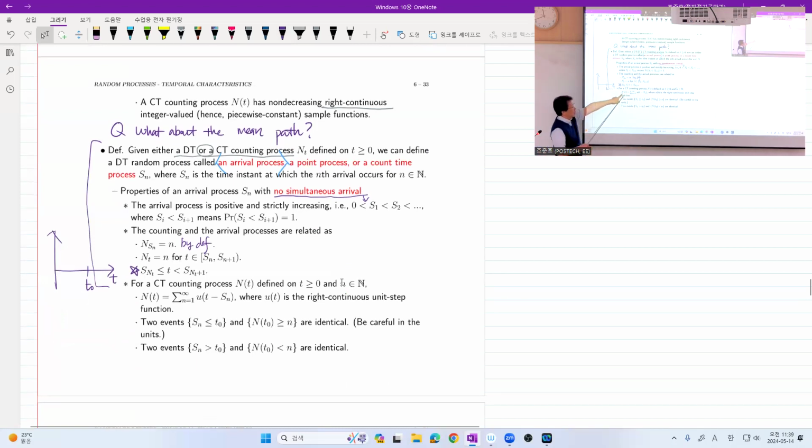Again, our counting process, especially the continuous time counting process, can be rewritten by using our arrival time process S sub n. Here you have the unit step function, and you have the nth jump at S sub n. Two events in terms of the arrival time process and the counting process are identical. So when you compute the probability of an event in terms of the counting process, you may find it easier to compute the probability of an event in terms of the arrival process or sometimes the inter-arrival process. So you must be very versatile, okay? Again, these two events are identical events.